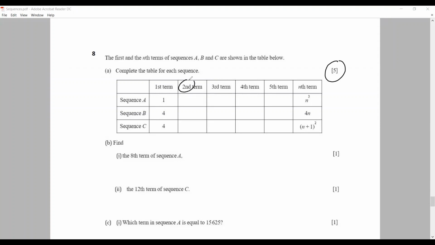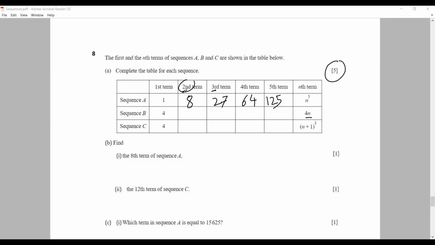Okay, n is 2. Let's do it quickly. 2 cubed is basically 8. 3 cubed is 27. 4 cubed is 64. 5 cubed is 125. And then that is 4n.